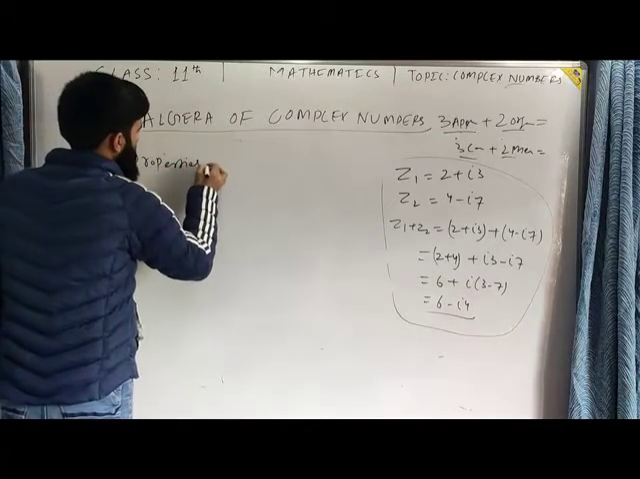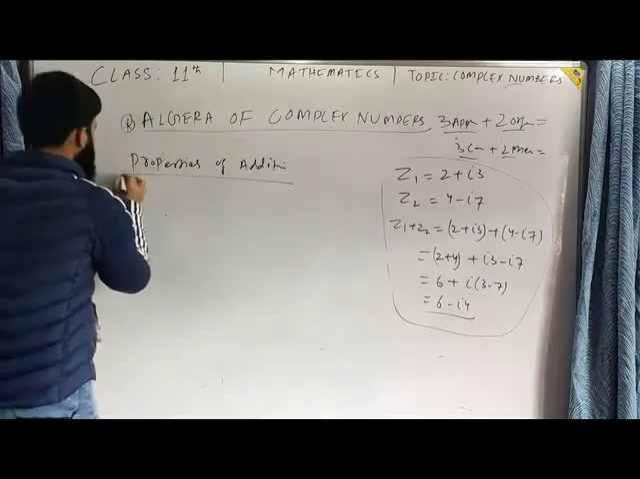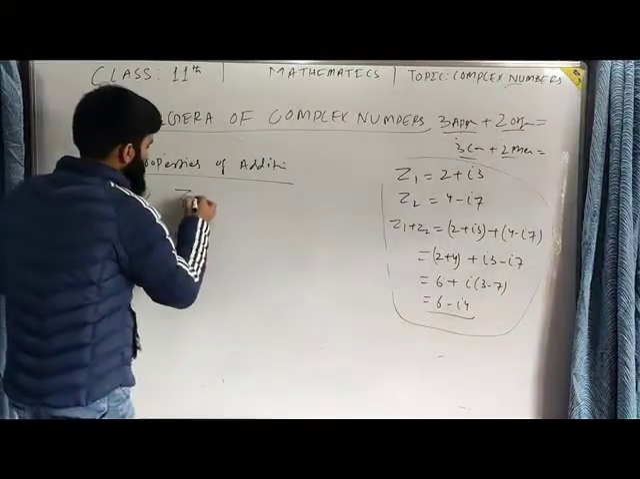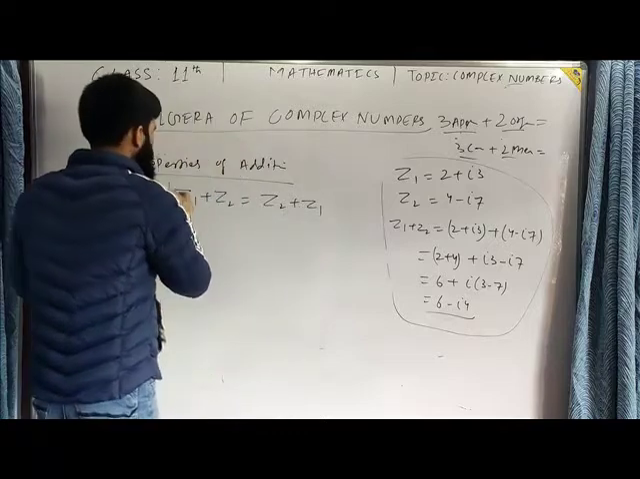Properties of addition. Okay. First property is that they follow commutative law. That means if you take the sum Z1 plus Z2, that will be equal to Z2 plus Z1. That's called what? Commutative law.